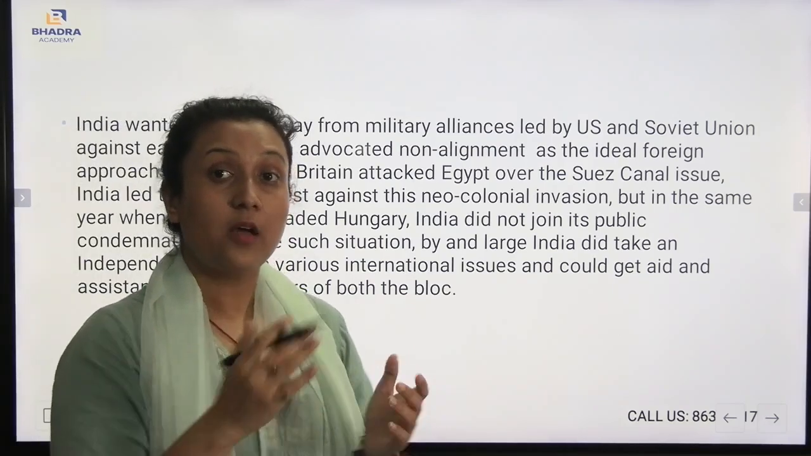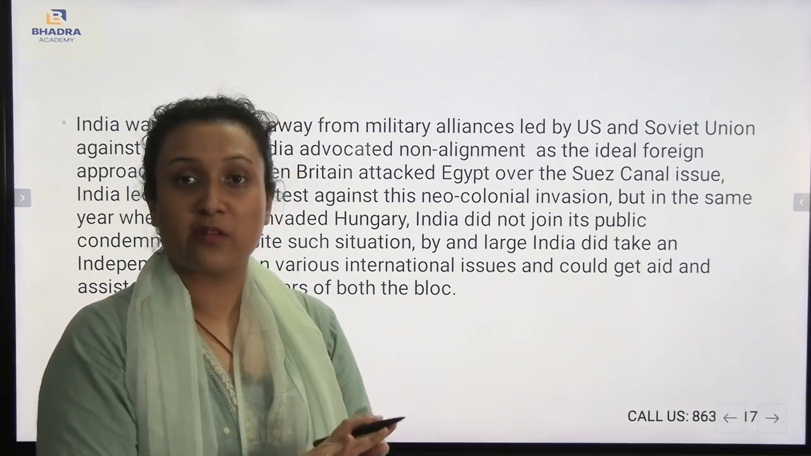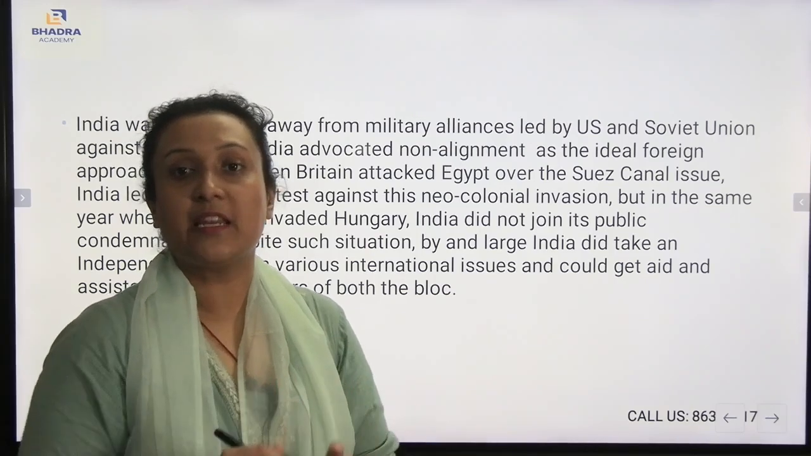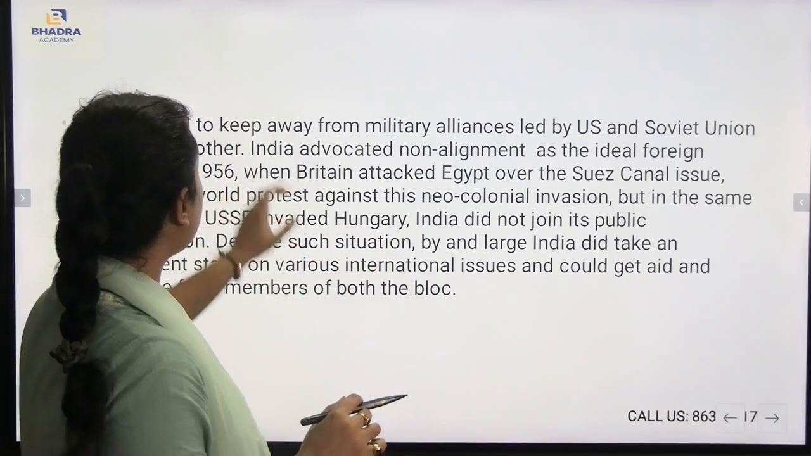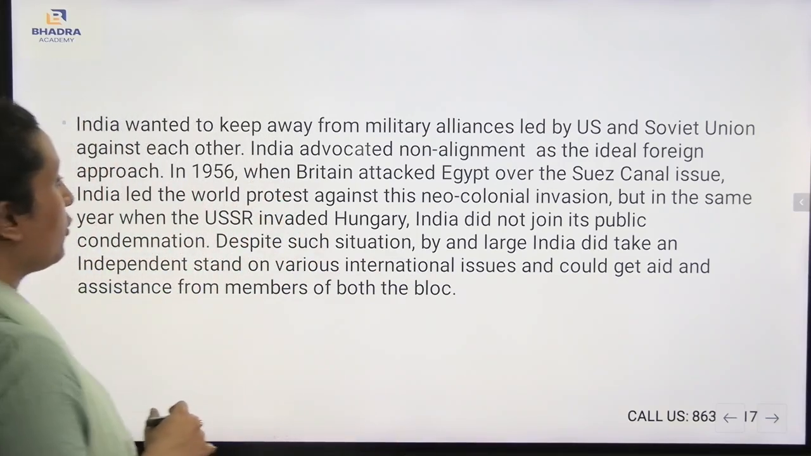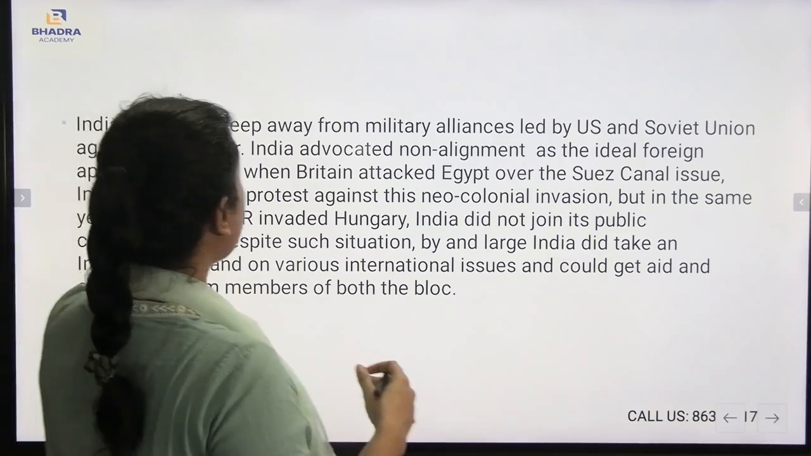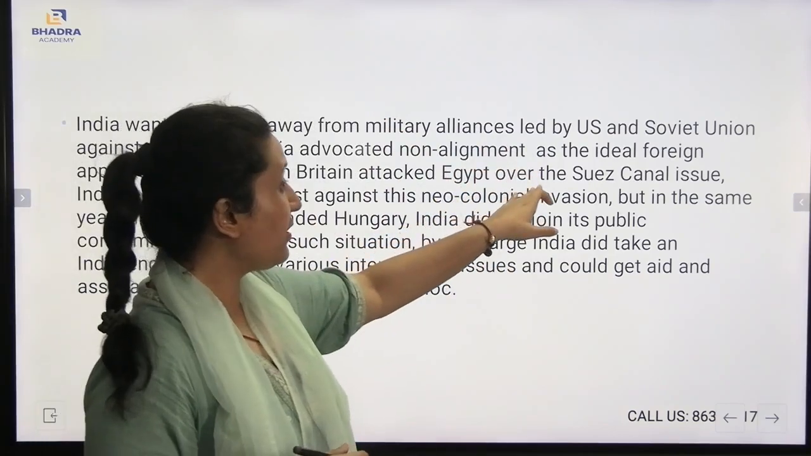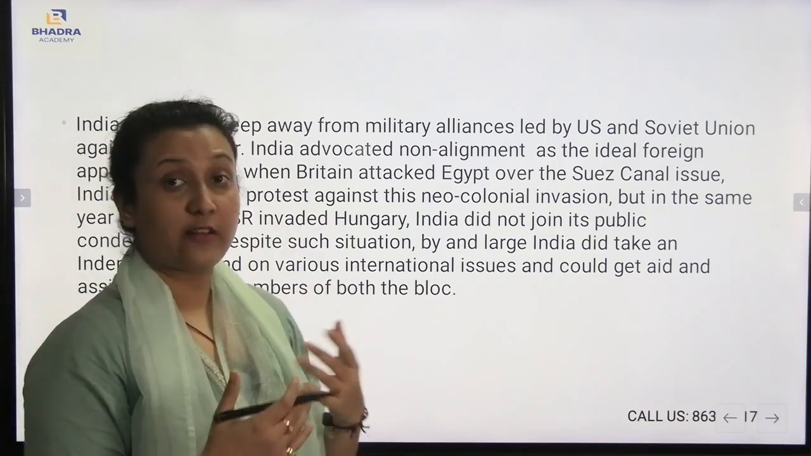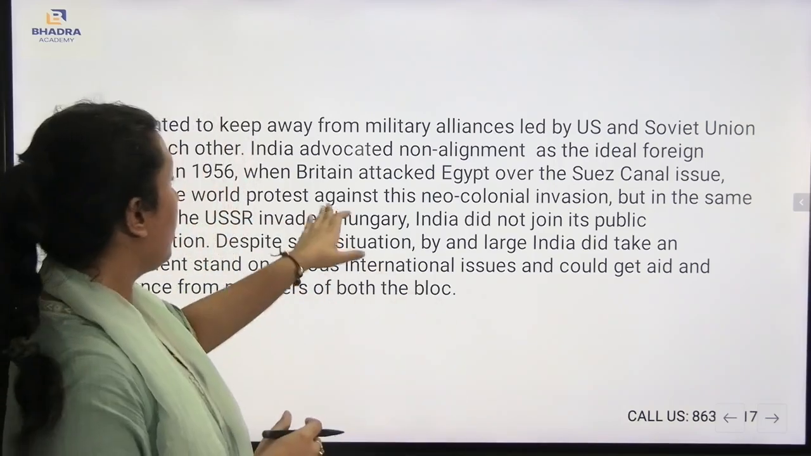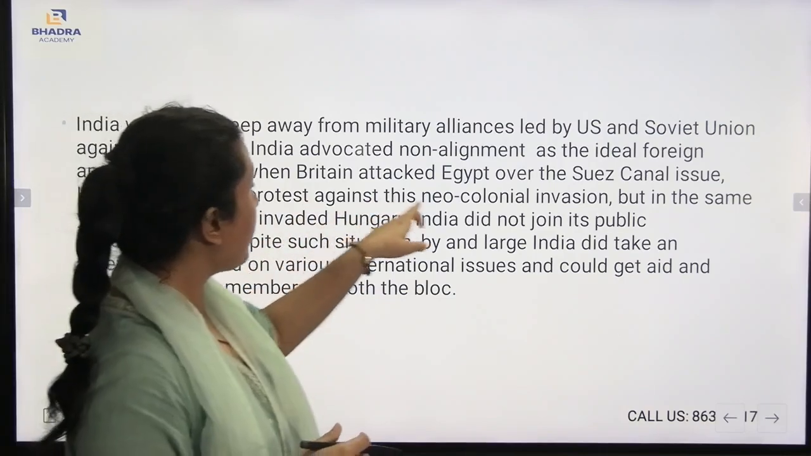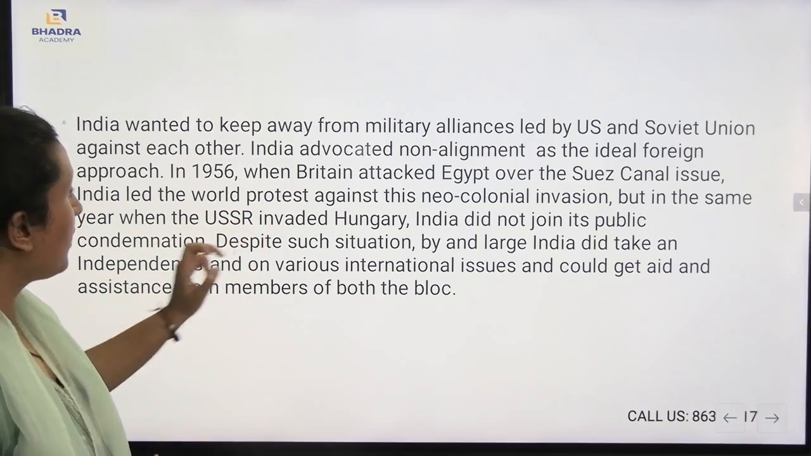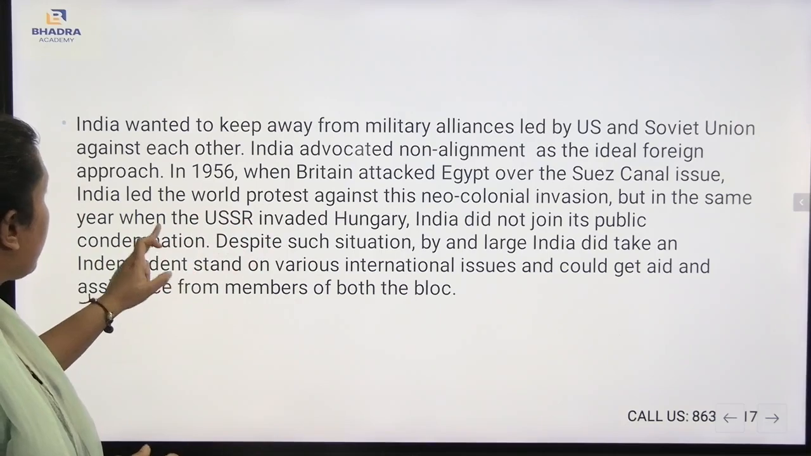During that time, India actually advocated the non-alignment policy as its own approach, for its own benefit, so that it doesn't interfere in any of the courses. Also, in 1956, when Britain attacked Egypt over the Suez Canal issue, this is one of the important events. During that time also, India led the world protest against this neo-colonial invasion, but in the same year, when the USSR invaded Hungary, India did not join its public condemnation.